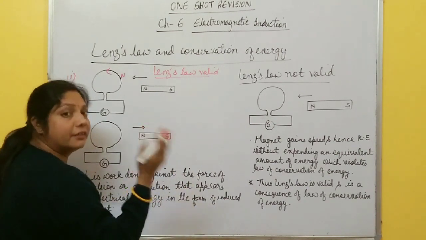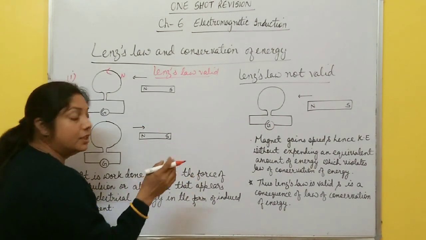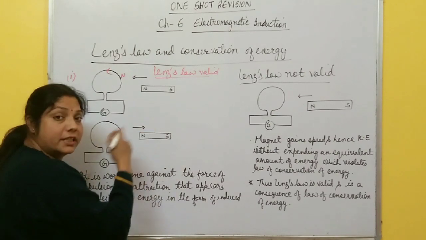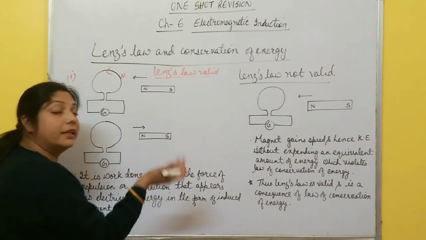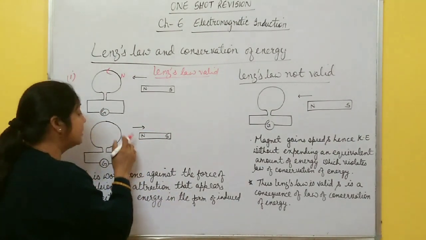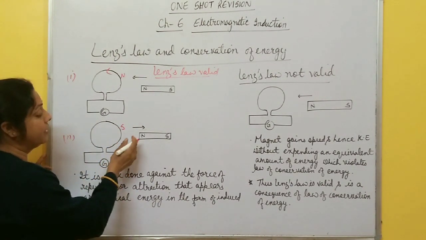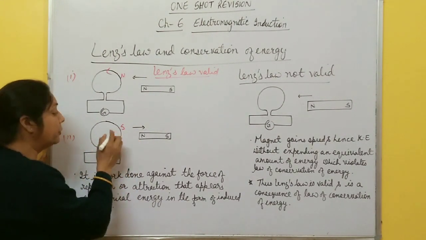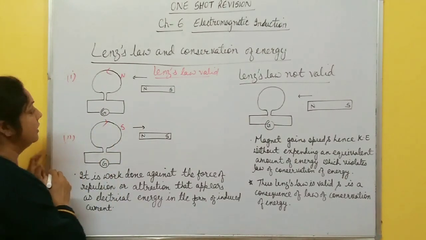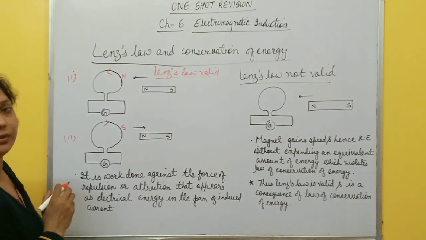Here again, the magnet is moving away from the coil. It means there is a decrease in magnetic flux. So the direction is such that it tries to increase the magnetic flux, and it increases only when the magnet is moving towards the coil. So it must be south pole. The face towards the magnet must be south pole. South pole means clockwise current. These directions are given according to Lenz's law.